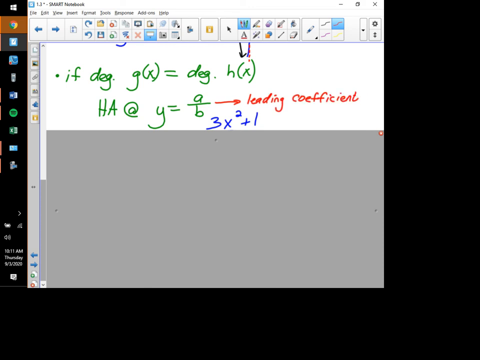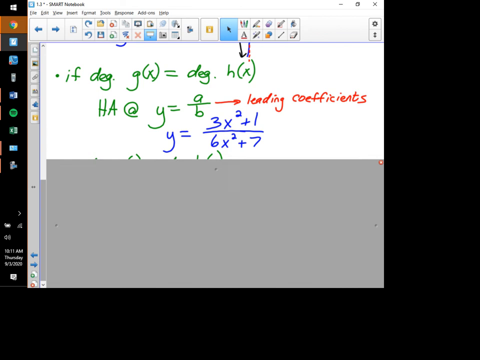All right, leading coefficients. This is probably better illustrated with an example rather than trying to write out a definition here. So if we had a function that looked like this, y is equal to (3x squared plus 1) over (6x squared plus 7). First question, is it a polynomial? Answer to that is yes. Is it a rational function? Yes, because we have polynomials on both the top and the bottom.